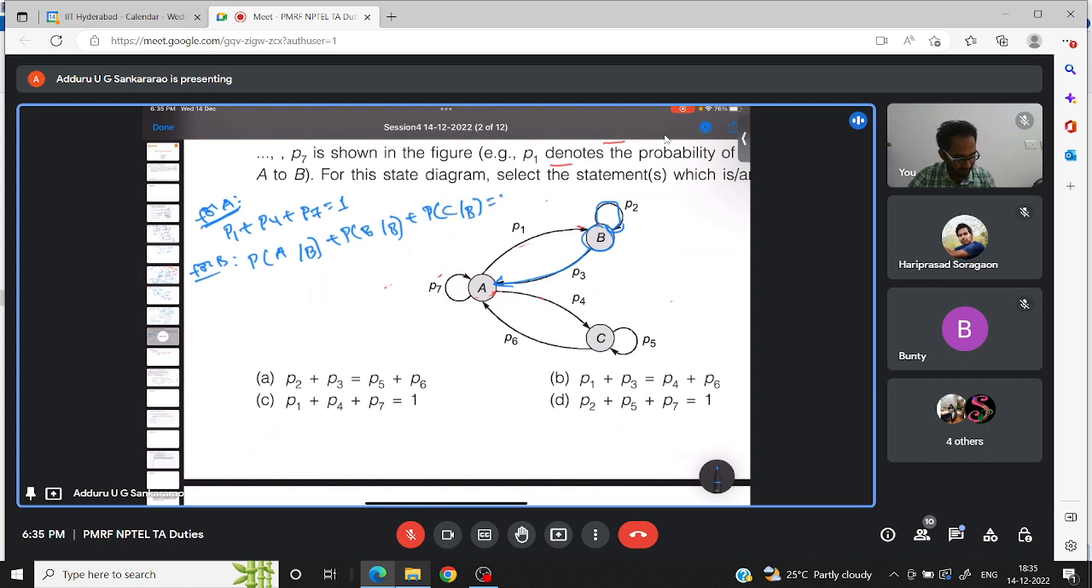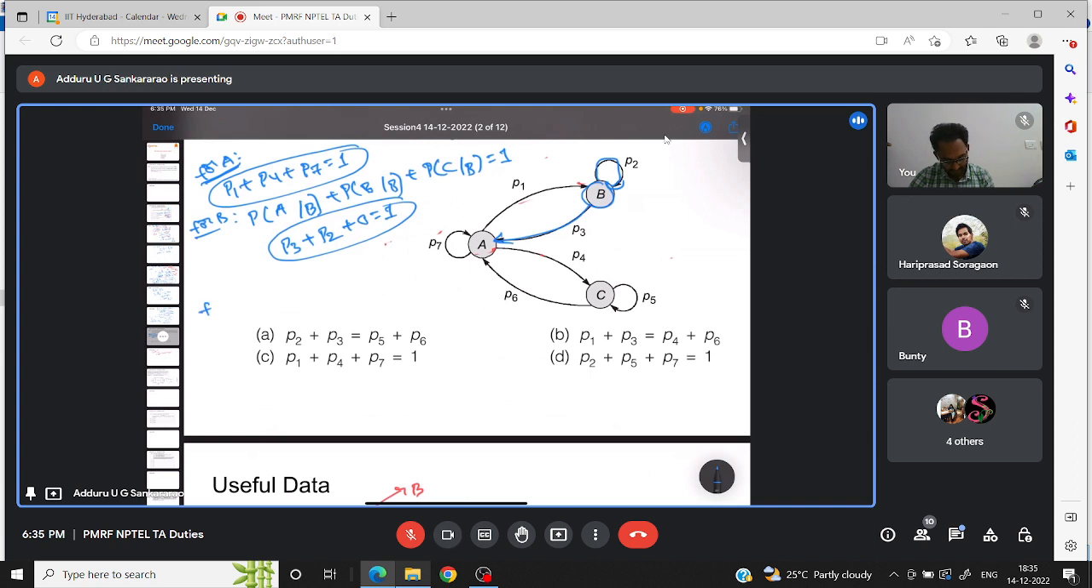This sum is equal to 1. So from B, you can go to A with P3 probability. From B, you may stay in B only with P2 probability. From B, you cannot go to C, right? So that is 0. The sum equals 1. So P3 plus P2 equal to 1. For state A, this is the 1.